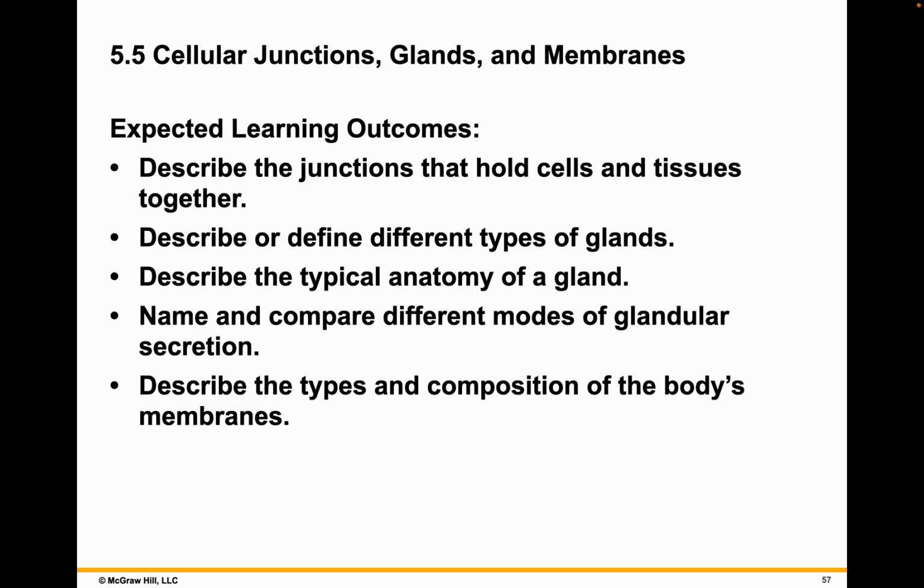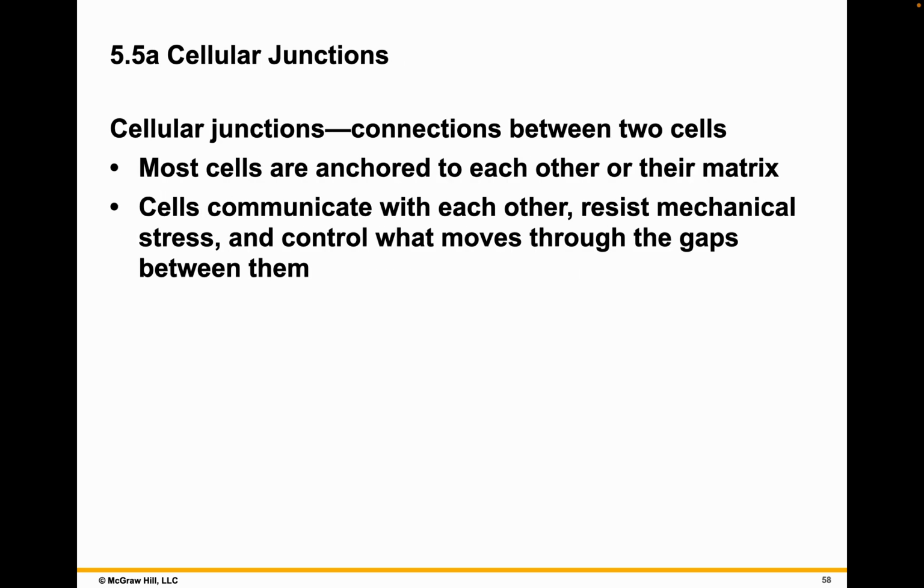Now we have junctions, glands, and membranes. Cellular junctions are connections between two cells. Most are anchored to each other and to their matrix. The cells communicate with each other, resist mechanical stress, and control what moves through the gaps between them.